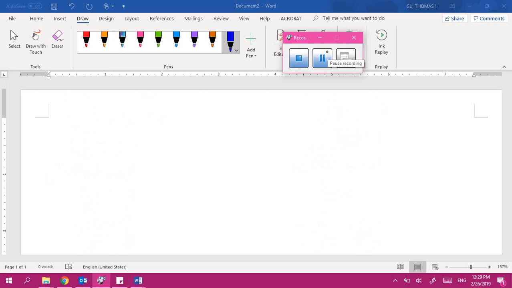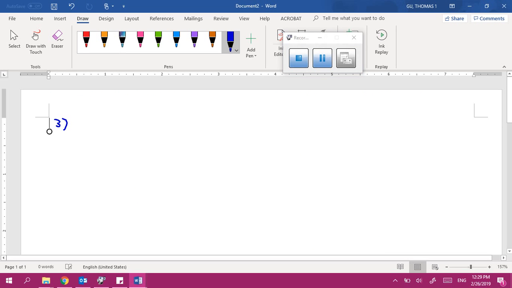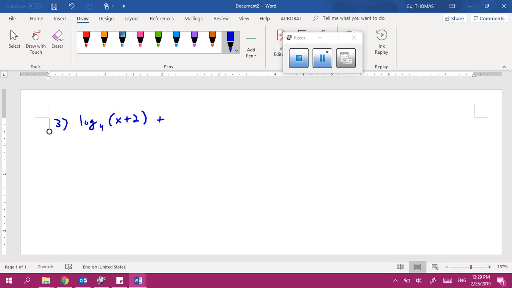All right, example 3. Moving into a little bit more complex, just a little bit. Log base 4 of x plus 2 plus log base 4 of 3 equals 3.